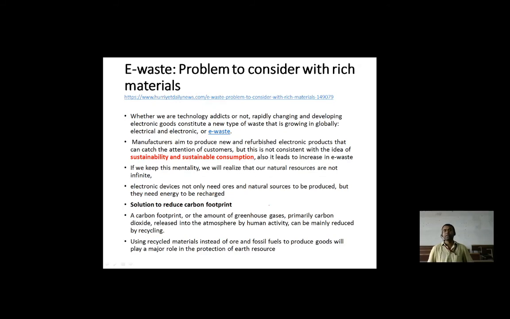We need to create materials which are sustainable, and we need to take care that they do not affect the environment. Using recycled material instead of ore and fossil fuel to produce goods will play a major role in the conservation of earth resources, as I told you earlier. Time by time I'm telling you what the requirements are nowadays.